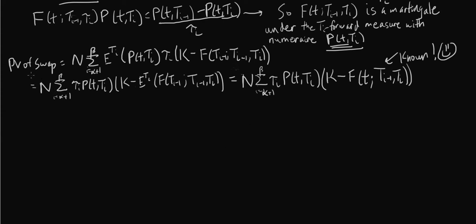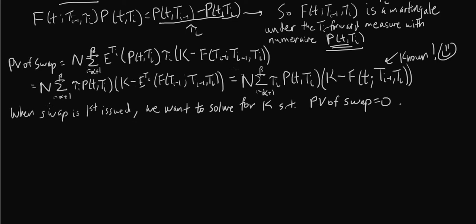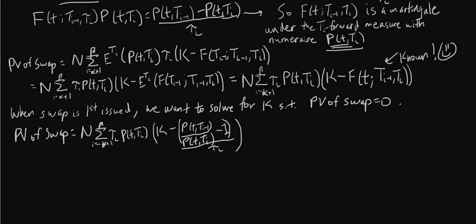So what we're going to do here to find the fair swap rate for this interest rate swap is set this equation that we have here to zero. So when the swap is first issued, solve for the K such that the present value is zero. And so what I'm doing here is just rewriting the present value of the swap in a way so I can utilize some techniques and simplify this formula.